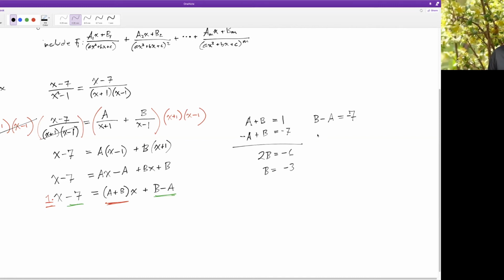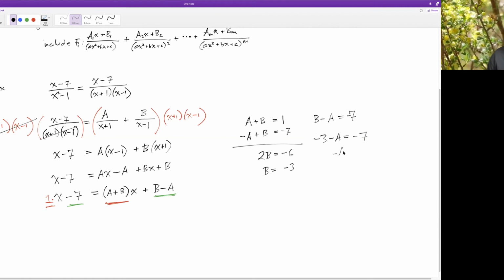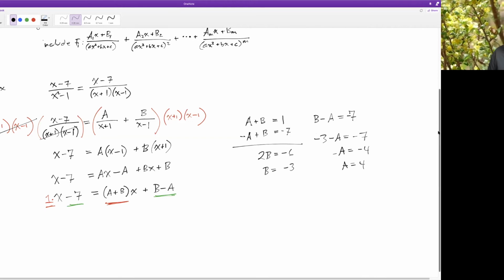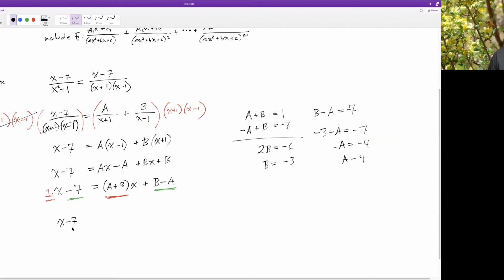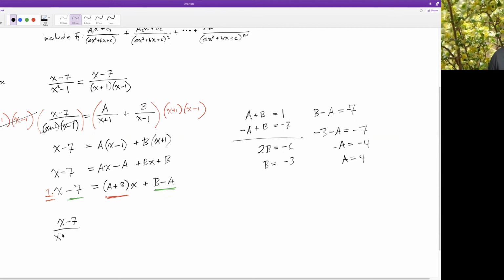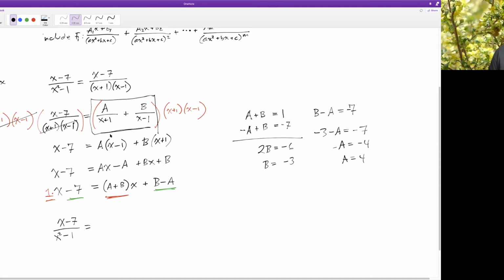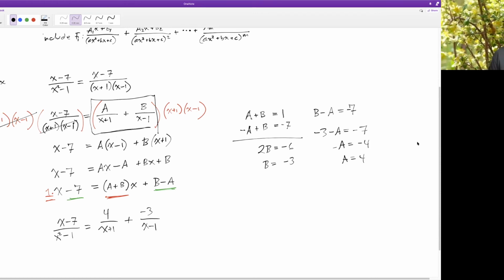And if I take -3 and put it into this equation, -A equals -4, or A equals 4, which lets me know that I can now write (x minus 7) over (x squared minus 1). So I'm looking back at this here. A is now 4, so I've got 4 over x plus 1 plus -3 over x minus 1, right?